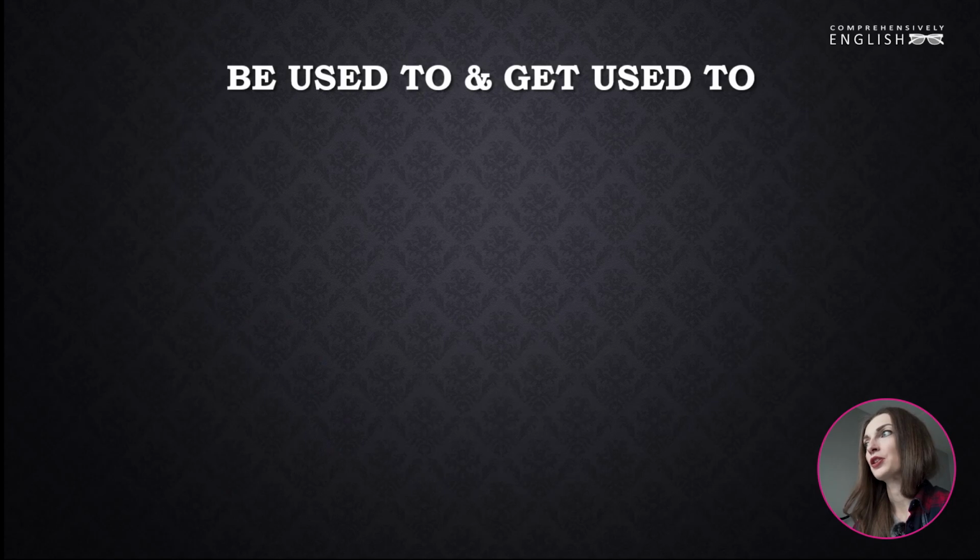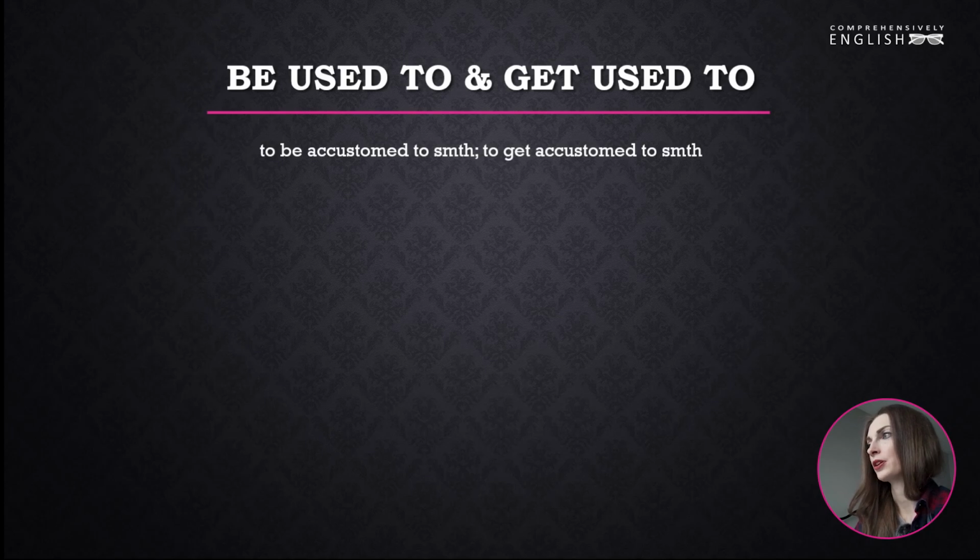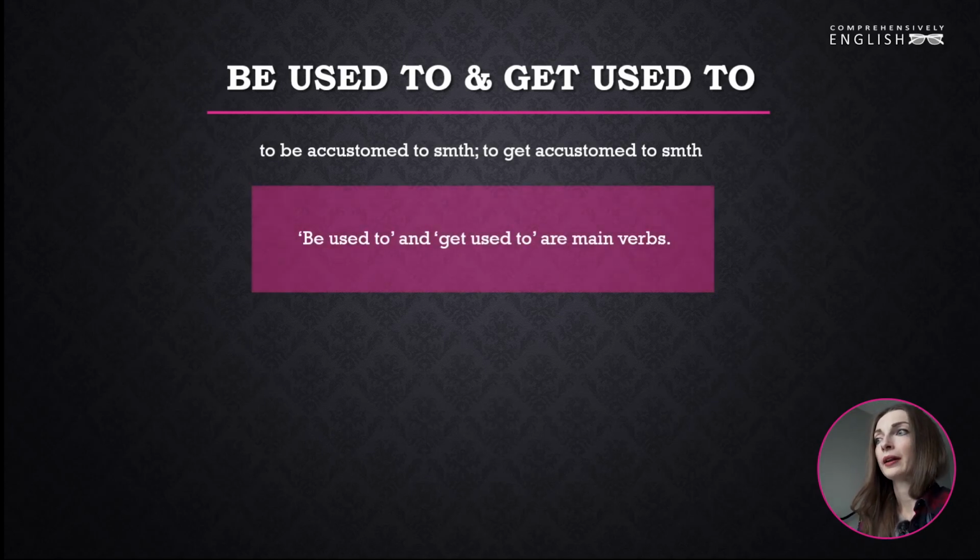Now, the problem is that we have other structures in the language which are very similar to used to. These are be used to or get used to. These verb combinations mean to be accustomed to, or to get accustomed to, to form a habit, or to become okay with something. Be used to and get used to are main verbs. That makes them very different from used to. We will see that when we compare them with used to.